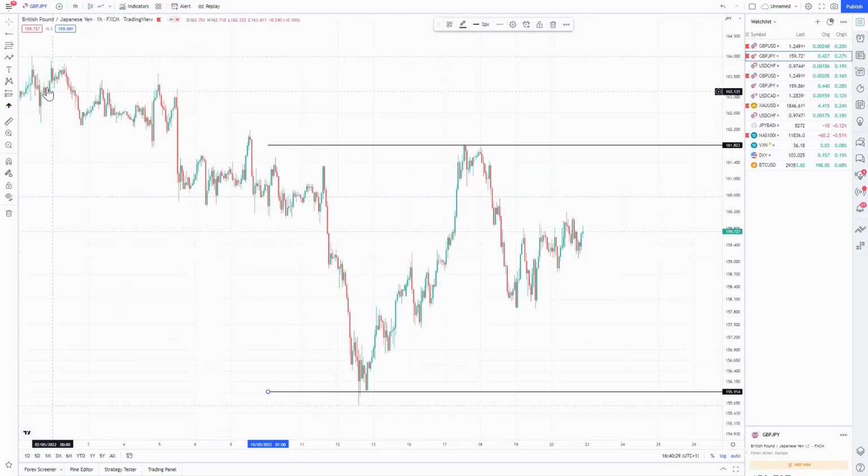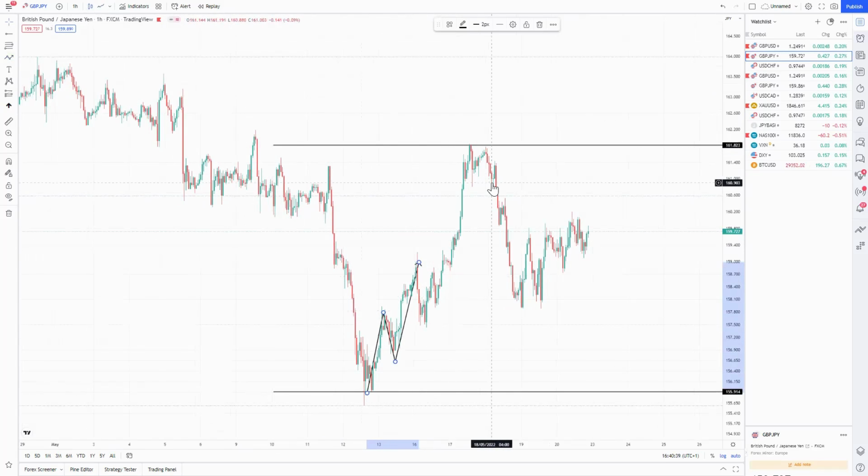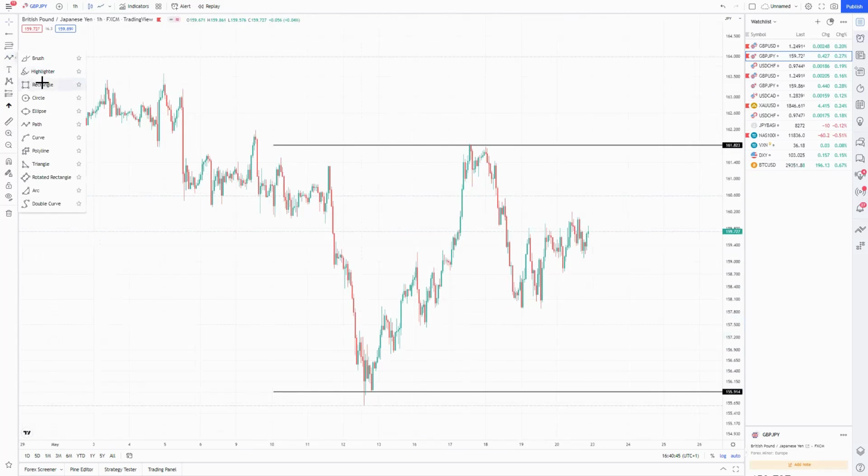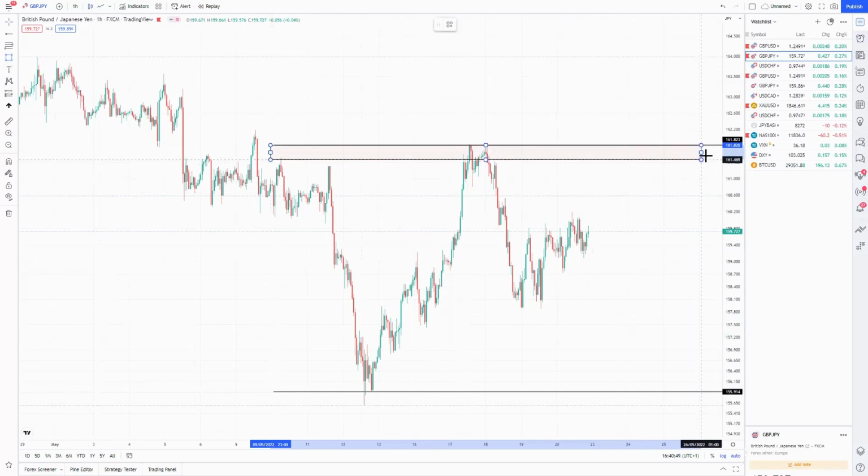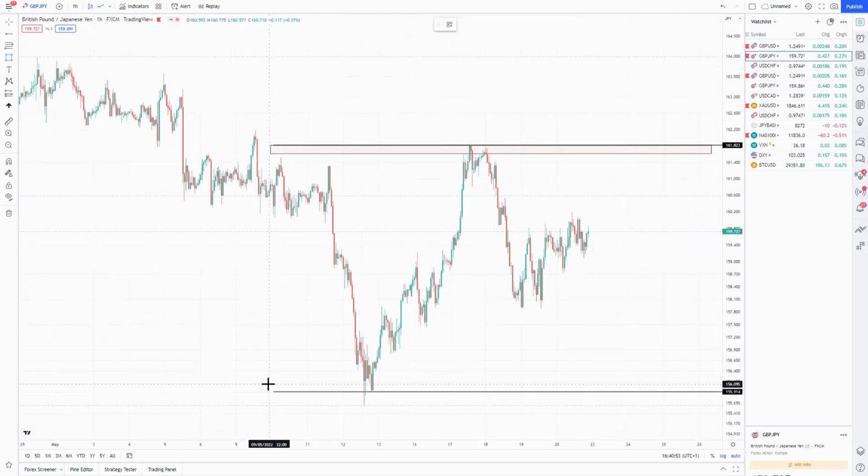Okay, so we've marked that out. And if you notice, price started creating higher highs and higher lows on this area. Higher highs, higher low, higher high, higher low. So we've marked the highest point and the lowest point. Let's complement it with the rectangle. This is the resistance area, and this is the support.